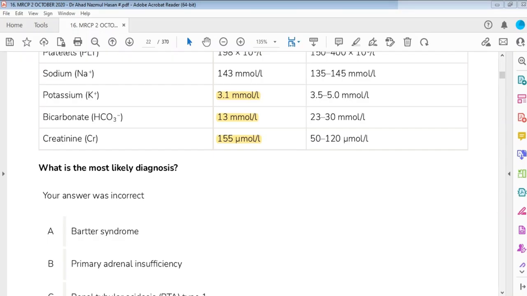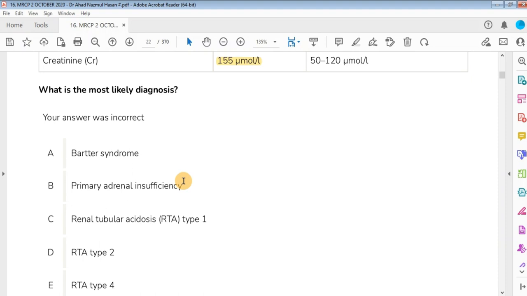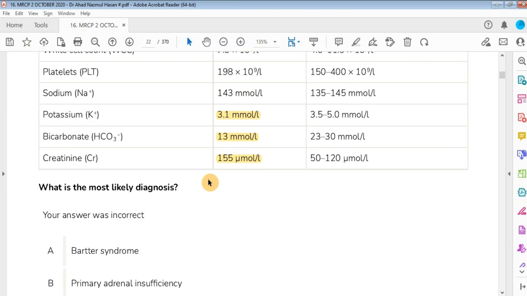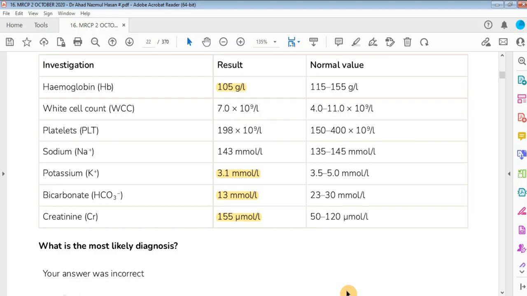And what should be the findings in primary adrenal insufficiency or in case of Addison's disease? The patient will have metabolic acidosis, but the patient will have hyperkalemia with hyponatremia.